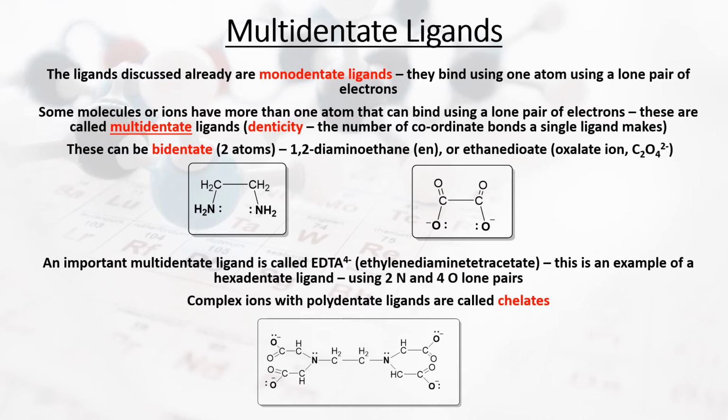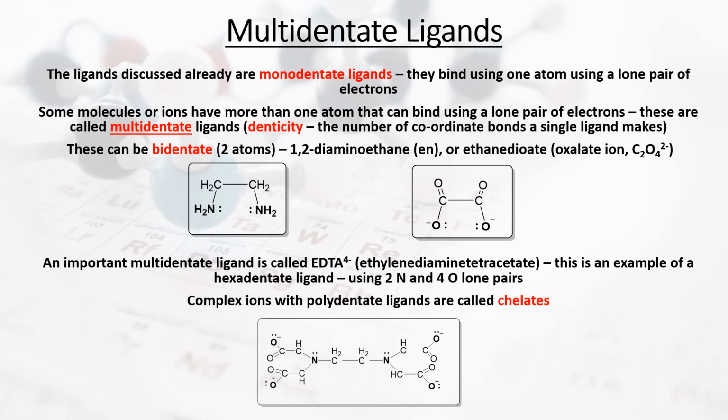But some molecules or ions will have more than one atom that can bind using a lone pair of electrons. So typically, even as I said in the unidentate example, say for example the water, we have two lone pairs, but typically we only use one lone pair from one of those atoms to actually make our coordinate bonds. And so some molecules or ions have more than one atom that can be used to donate our lone pair of electrons in these coordinate bonds. And these are what we call multidentate ligands.